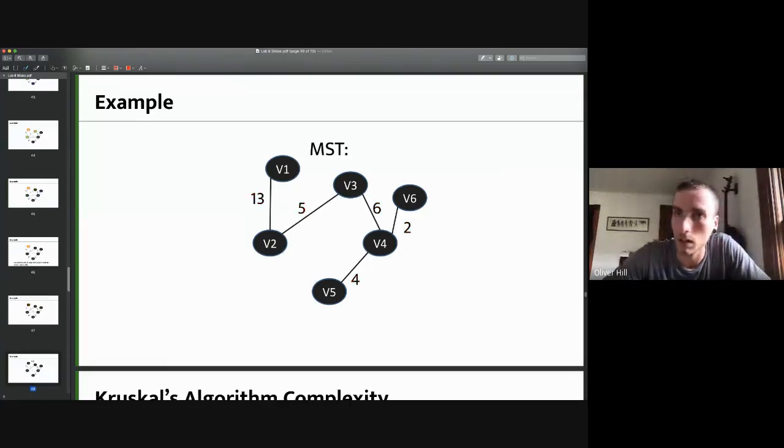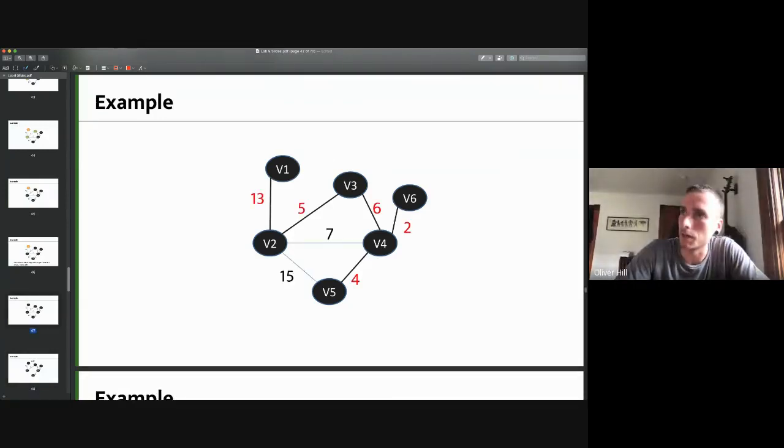Okay, questions about that? Yeah, this edge is not doing anything for us. It'll cause a cycle, and also we have all the vertices inside of our tree at this point. Yep, either one.